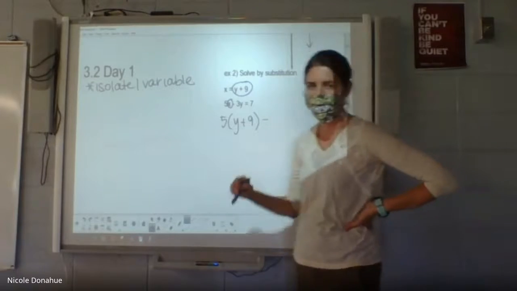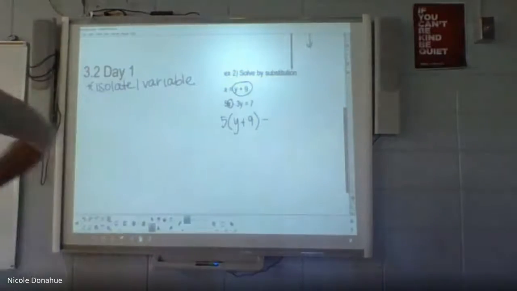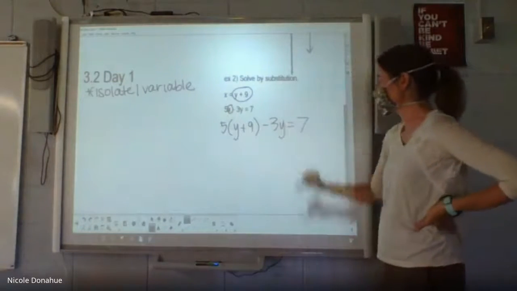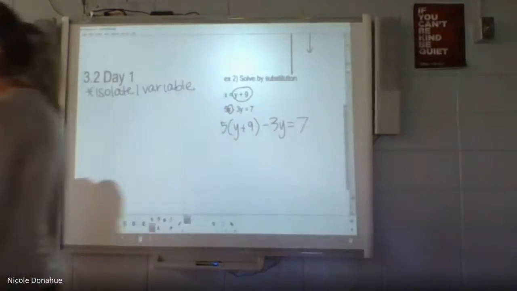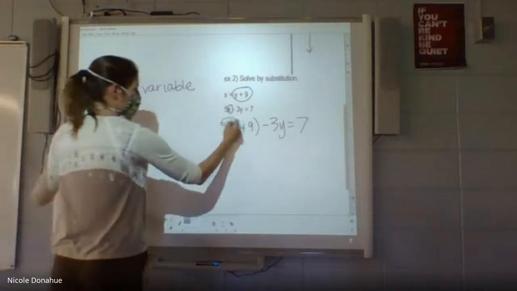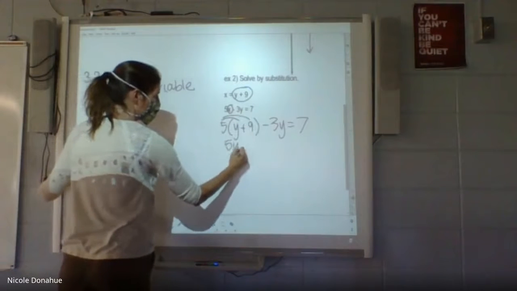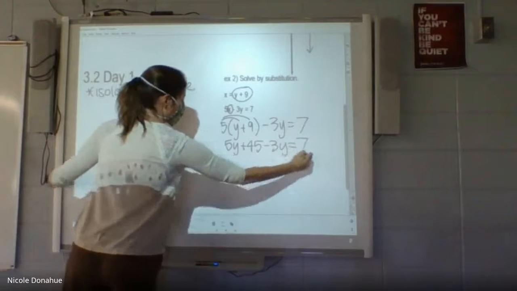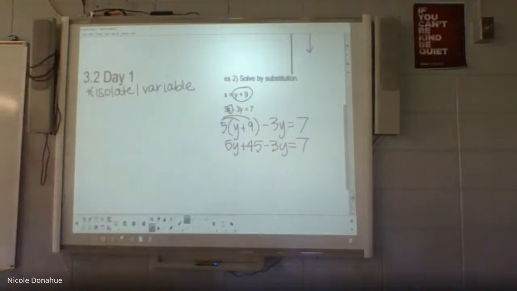Is that a -3y? Yeah. Covered it up. Yeah. Thank you. So I can solve this new equation because now it only has one variable versus having 2.